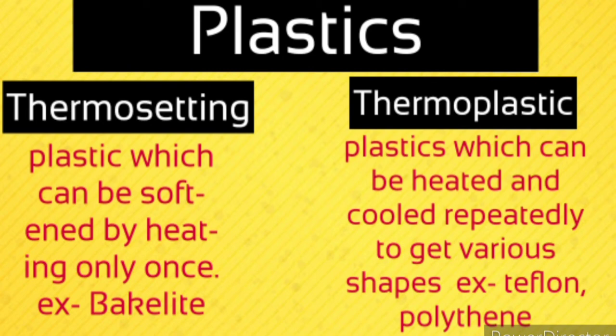When we come to thermoplastics, what are they? These can be repeatedly heated, repeatedly reformed, and repeatedly cooled down. For example, polythene and polyvinyl chloride (PVC) can be easily remolded again and again into different shapes. Okay, these can be melted and these can be reformed. These are your two types of plastics, thermosetting and thermoplastics.